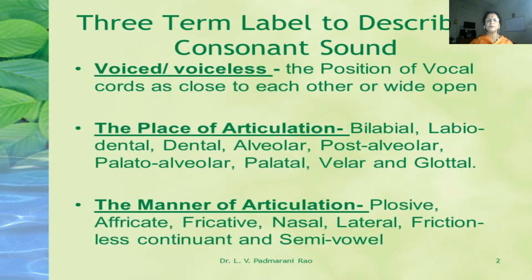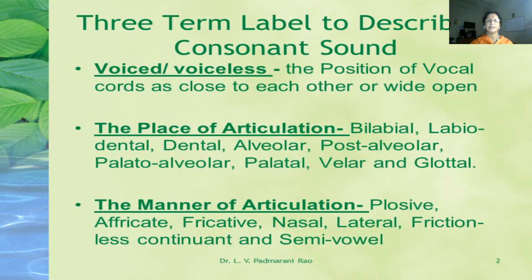The second term to describe a consonantal sound is the place of articulation within the articulatory system. As we discussed, the articulatory system is in the oral cavity of the human being, with the active articulators which belong to the organs of the lower jaw, because the lower jaw can move. So you have the lower lip, lower teeth, and the dance master, the tongue, belonging to the active articulators.